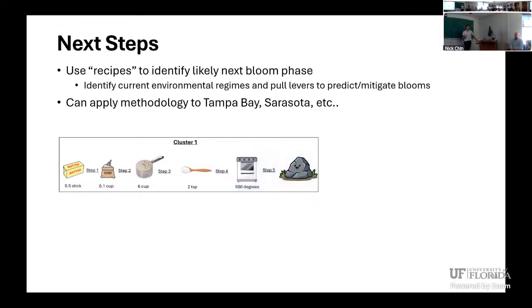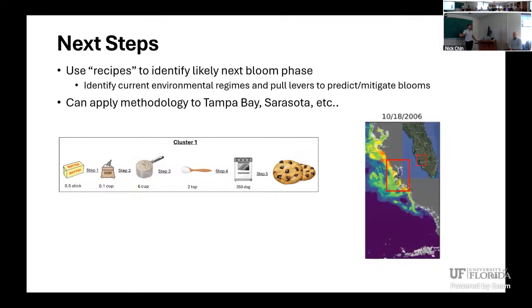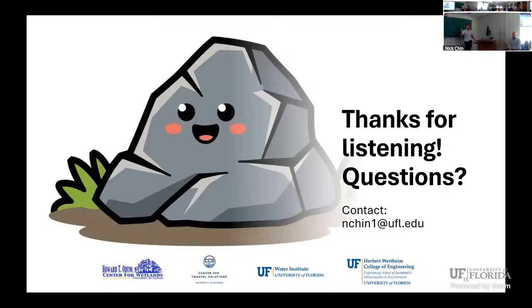So in other words, if we know that a really hot oven, in this case, is going to produce not a cookie, can we turn down the oven temperature so that we end up with a cookie instead of a rock? And the other cool thing is that we can apply this methodology to some of the other estuaries of interest, like Tampa Bay or Sarasota. So thank you guys for listening, and I'd be happy to take any questions.